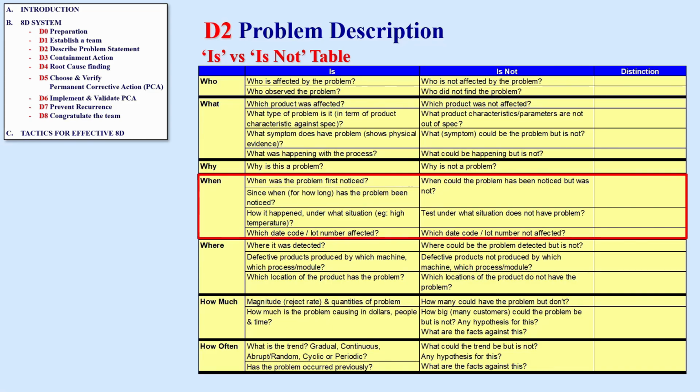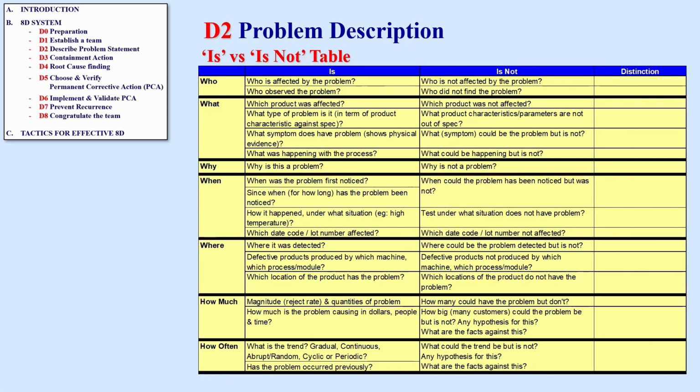The following questions for when focus on test conditions. How did it happen, under what situation, for example, only happened under high temperature? Versus under what test situation is there no problem? Lastly, ask questions related to date code or lot number. Which date code or lot number is affected? Versus which date code or lot number is not affected?